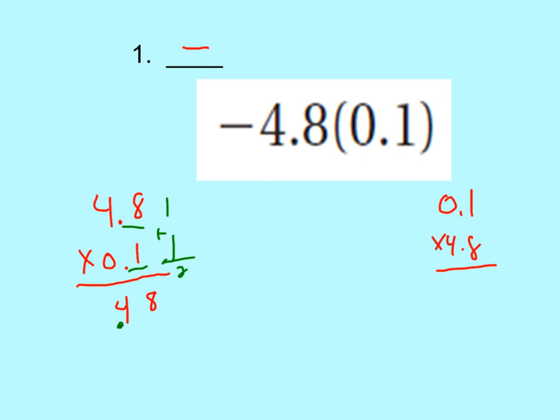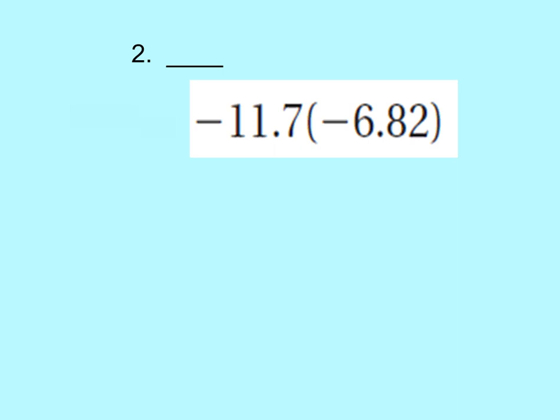Now, you can leave it as .48, or you can write it as 0.48. That is fine. We also have to put on our sign because we ignored it while doing the problem. So our final answer is negative 0.48, or negative 48 hundredths. Let's look at number 2.